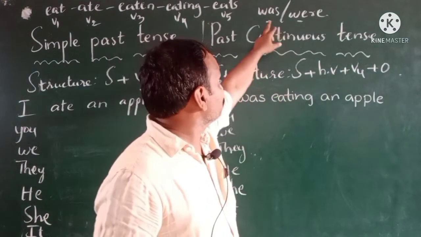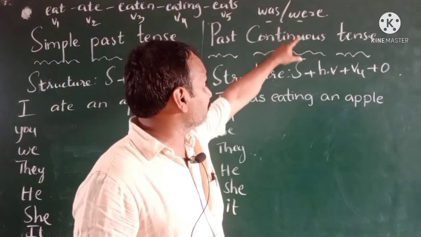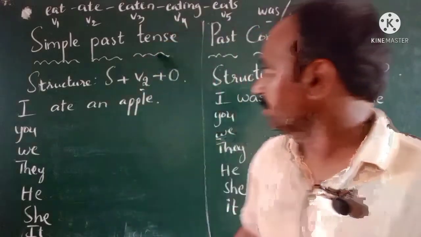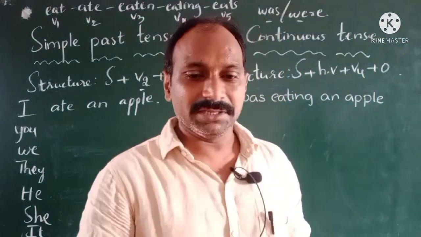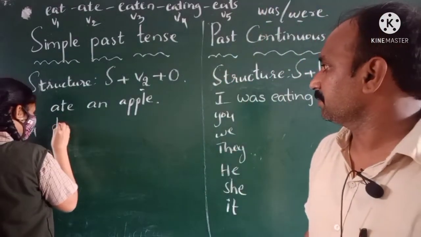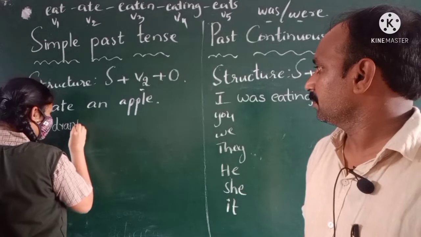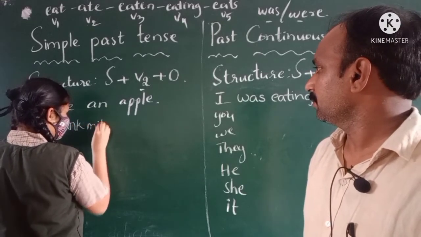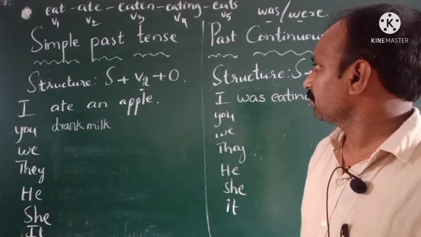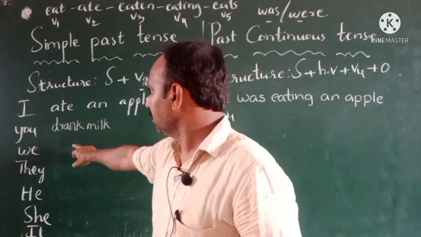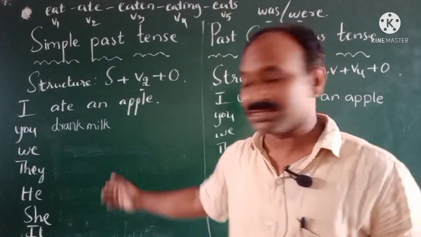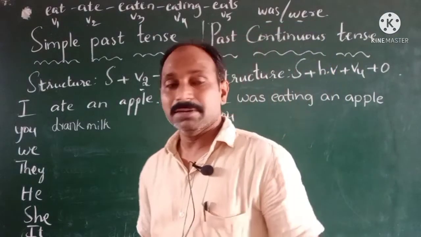Correct? Yes. So here two helping verbs are, one is was and the other one is were. She used only one helping verb, that is was. So next, Samskruti will write the answer. She drank milk. Okay, that is a structure. Subject, verb 2, and object. You have written verb 2, drank. She drank milk is an example for the simple past tense. She has chosen to write an example for the simple past tense.